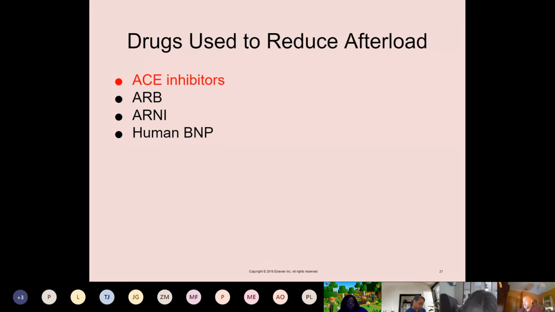So you have a decreased arterial resistance, and this also causes arterial dilation. When the RAAS system kicks in, it actually causes vasoconstriction. So keep that in mind as well. So you're trying to prevent that.